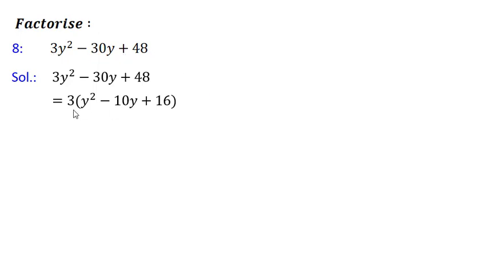So here if you see a into c is 16, you have to find two factors of 16 such that their addition is minus 10. As this is positive, so I took two factors which are both negative so that their product is positive. So you will find minus 8 and minus 2. Their product is 16 and their addition will give you minus 10. So you will write this as 3 into y square minus 8y minus 2y plus 16.